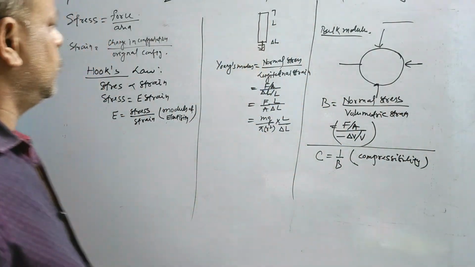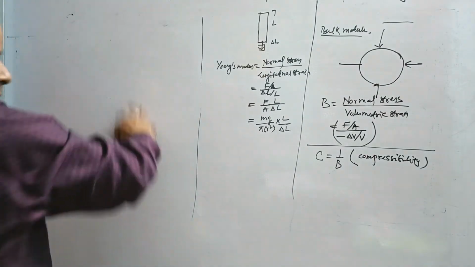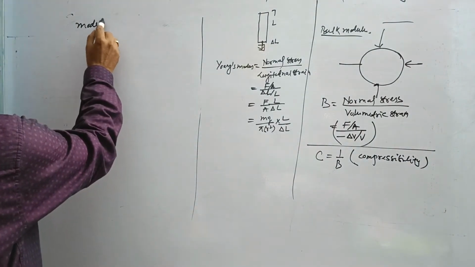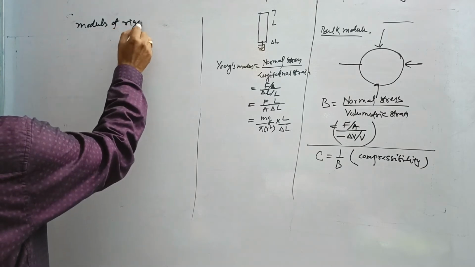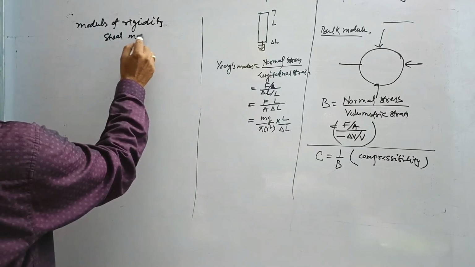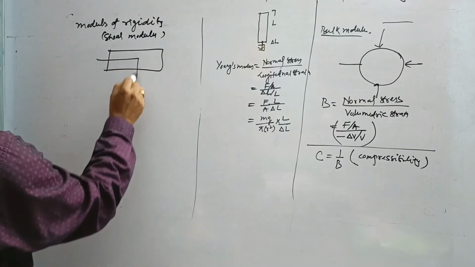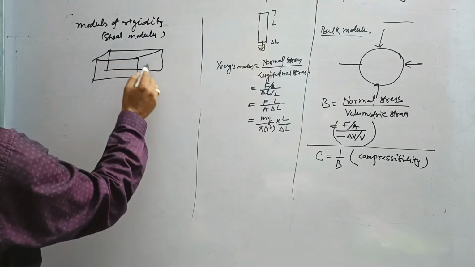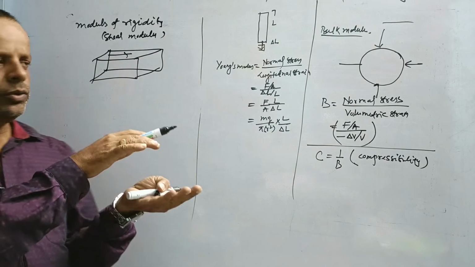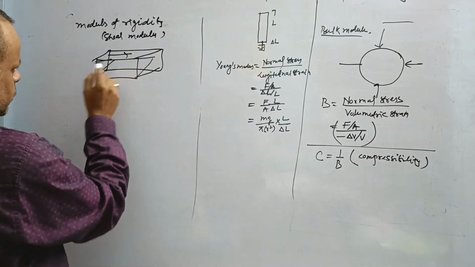Now we move on to modulus of rigidity, or we can say shear modulus. What is that? Suppose we have a body like this, and we apply a tangential force on it. What will it result in? There will be a shift. The body will extend like this, it will go to this.